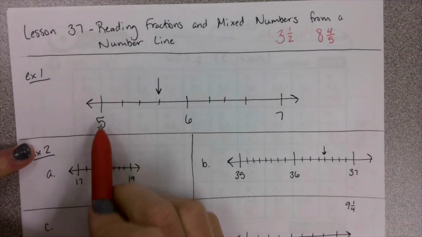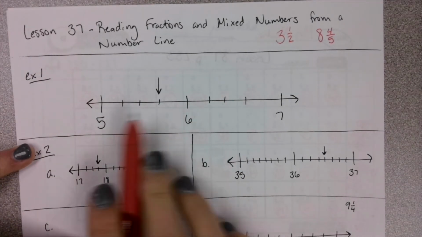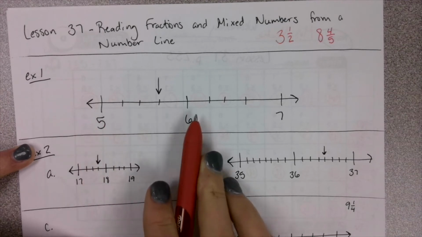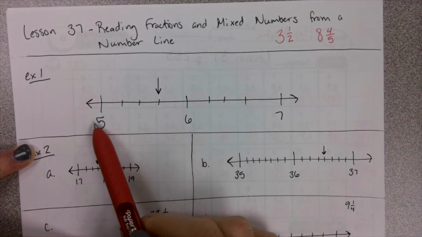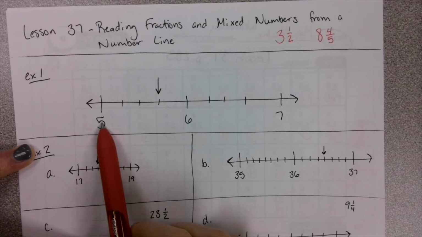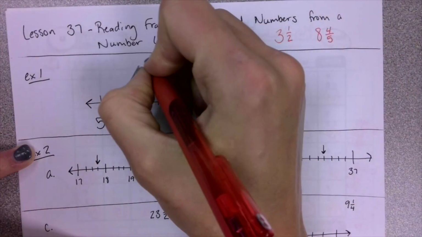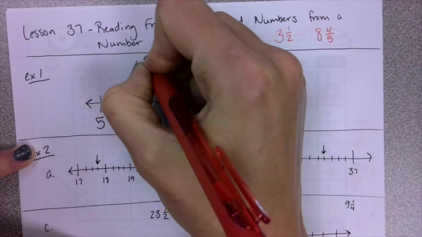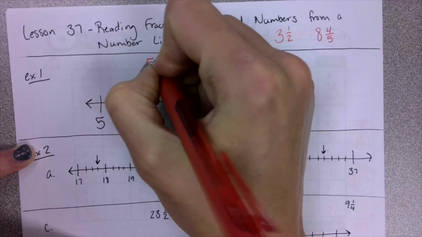Well, the first thing we're going to do is we're going to notice that it's between 5 and 6. But it's not all the way to 6 yet, so we're going to have to use the lower number as our whole number. Okay, so 5 is our whole number. Then we need our fraction.